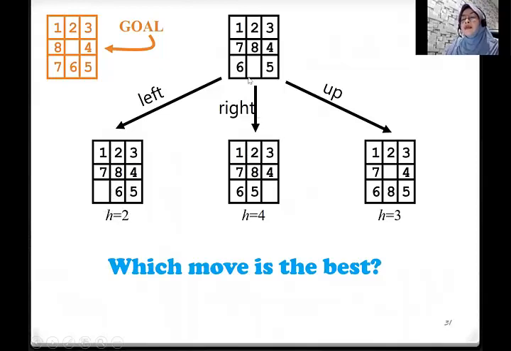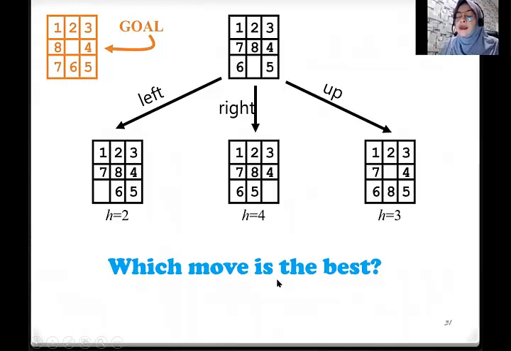Then let's say we move the empty tile to the right. Then we count how many tiles are in the wrong position, comparing with the goal state. You see 5 is wrong, 6 is also wrong, so we got 2, 7 is also wrong, we got 3, then 8, so we got 4. The rest are all correct, so the heuristic value is 4. Similarly, if we move up, the heuristic value is 3. So which move is the best?